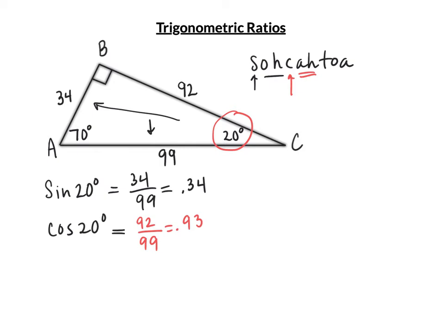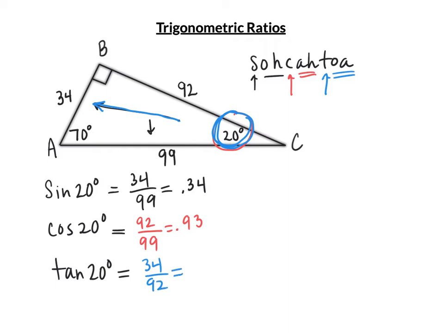And I could do tangent. The tangent of 20 degrees, tangent is SOHCAHTOA, opposite over adjacent. The tangent of 20, this is my point of reference, is opposite, that's 34, over adjacent. Side adjacent is not the hypotenuse ever. Hypotenuse is always just the hypotenuse. The side next to the 20 then is the 92.